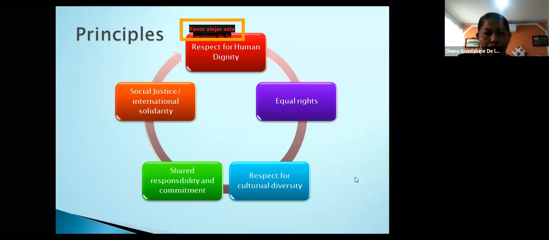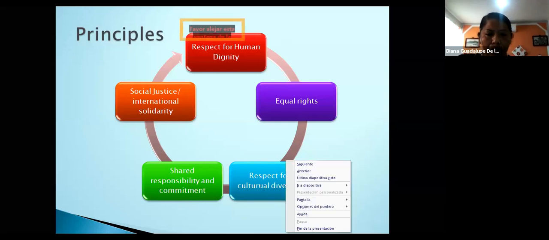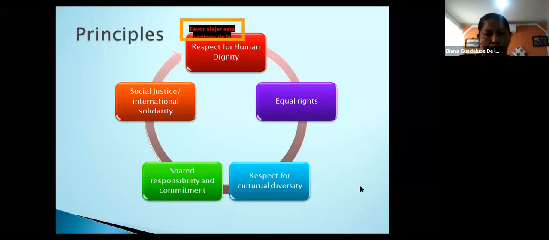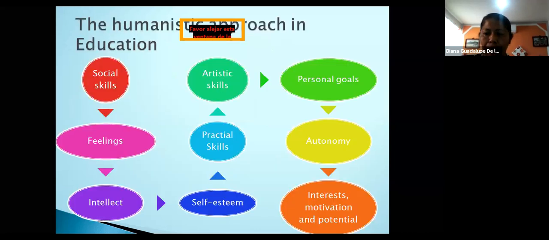And there's also another principle in humanistic activities, that we should promote respect for cultural diversity, and we need to share responsibility and commitment, and also social justice. Imagine our classes with activities in which we promote all these aspects.